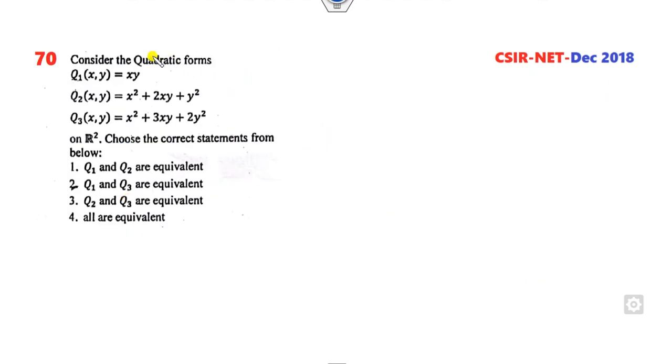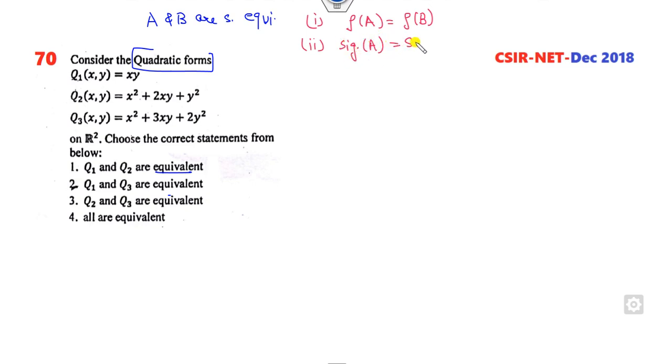Okay, look at the last question. Which is the quadratic form and which of the following statements is equivalent? A and B are said to be equivalent when, number 1, rank of A and rank of B are the same. Second property is signature of A and signature of B are the same. Now you all know how you find the rank. What is the signature? That is the number of positive eigenvalues minus number of negative eigenvalues.